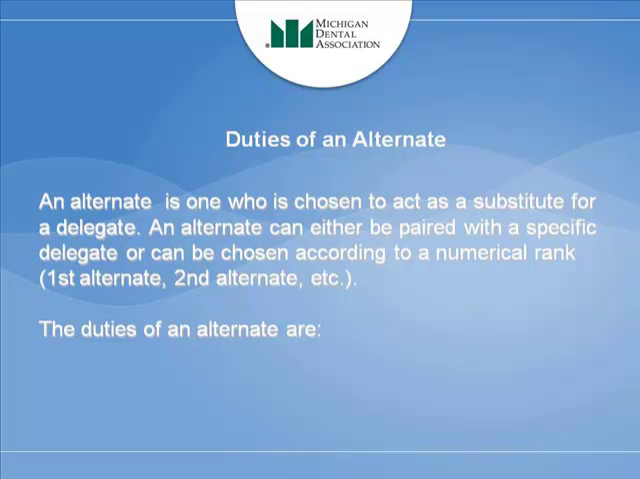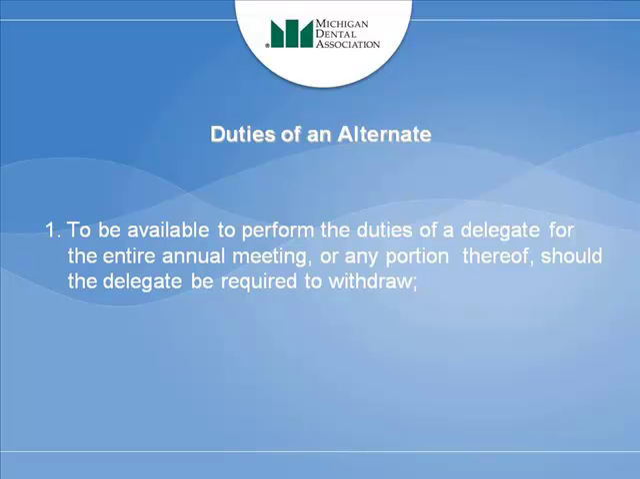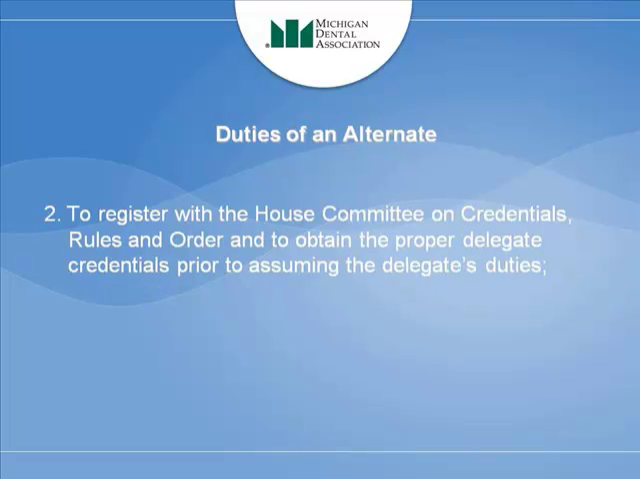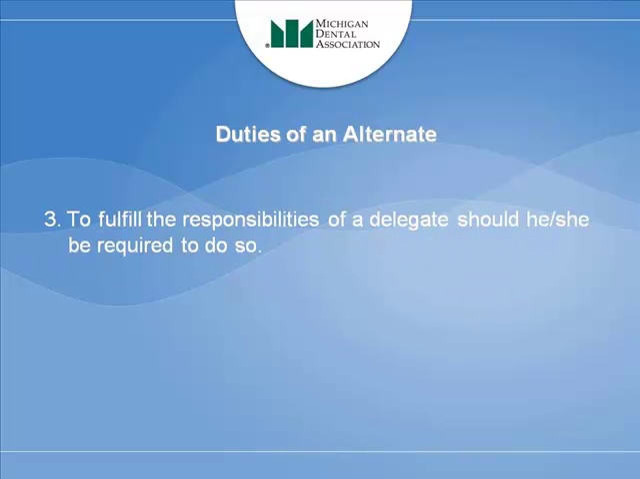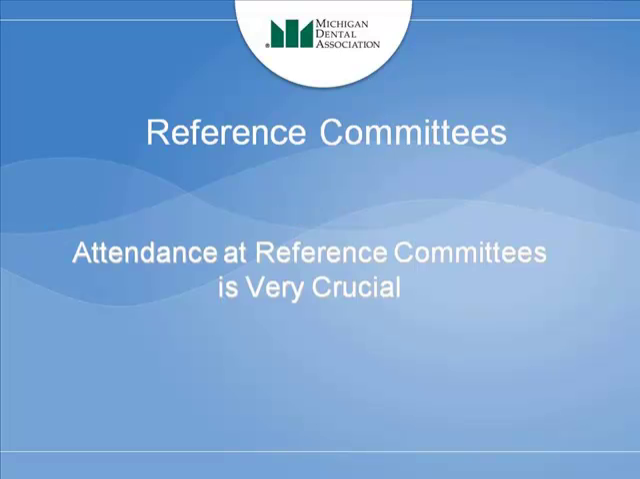The following are the duties of an alternate. To be available to perform the duties of a delegate for the entire annual meeting or any portion thereof, should the delegate be required to withdraw. To register with the House Committee on Credentials, Rules, and Order, and to obtain the proper delegate credentials prior to assuming the delegate's duties. And to fulfill the responsibility of a delegate should he or she be required to do so. In other words, to fulfill a delegate's or alternate's responsibility to its component, attendance at a reference committee is very crucial.